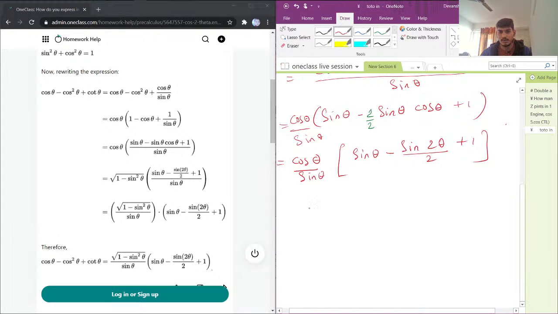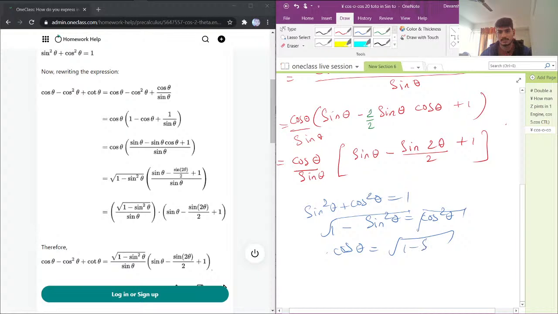So we are going to convert this. So basically sine square theta plus cosine square theta was 1. So 1 minus sine square theta equals cosine square theta. Take the square root on both the sides, we'll get cosine theta as under root of 1 minus sine square theta.